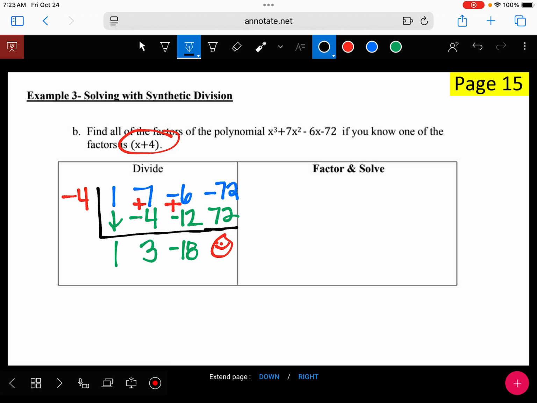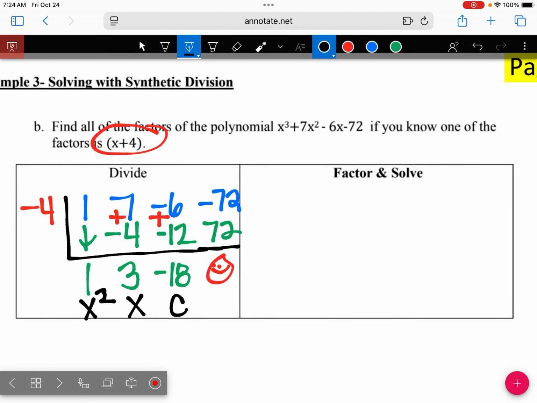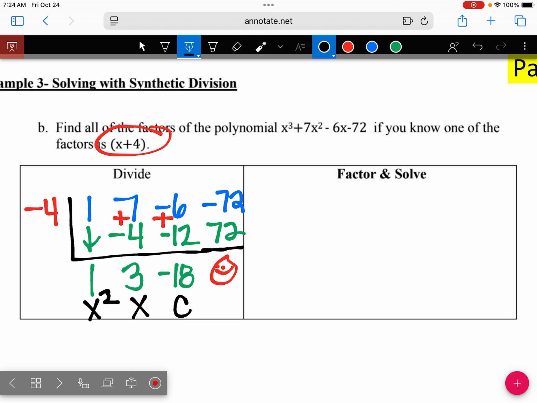Okay, so remember, this first number is your x squared. The second number is x. The third number is your constant. I can't find my actual pen, so I gotta use this one. Okay. So let's go ahead and write our quadratic. What that means is I have 1x squared plus 3x minus 18. Okay, let's go ahead and factor that down.